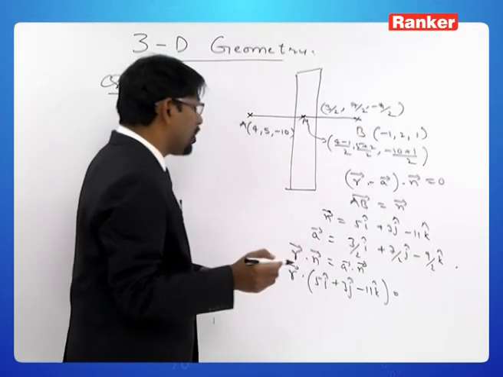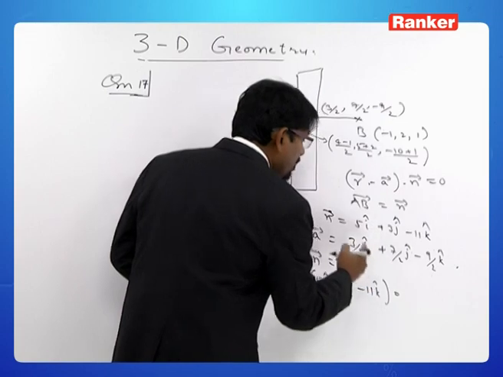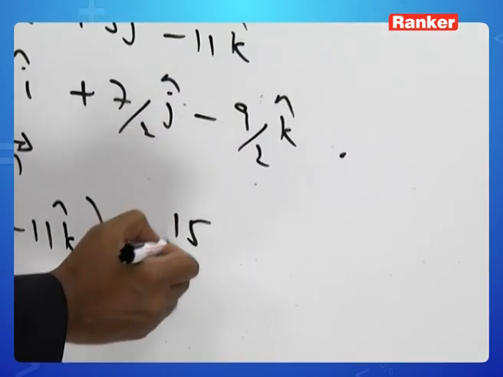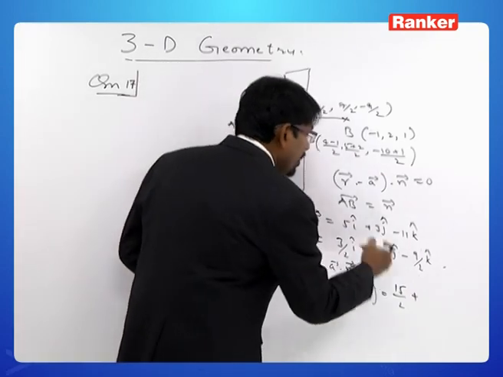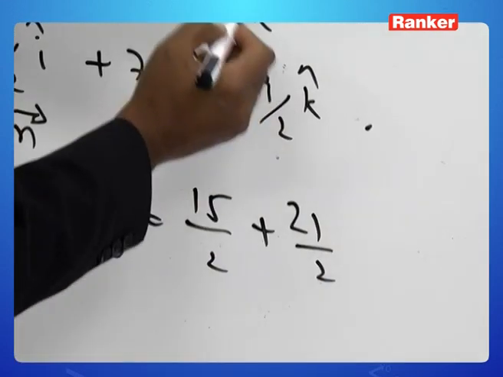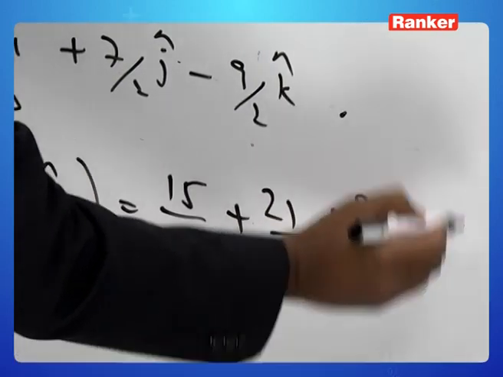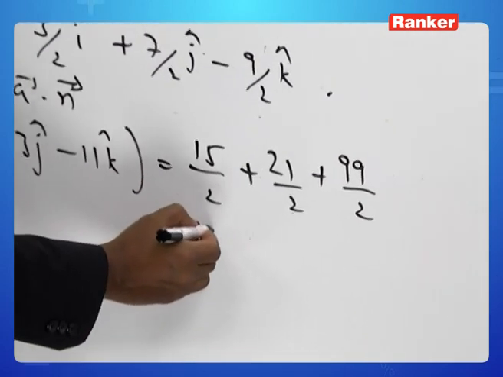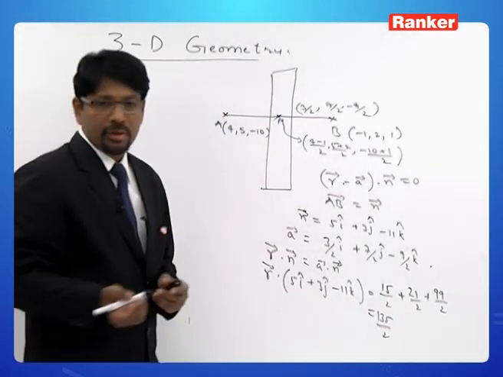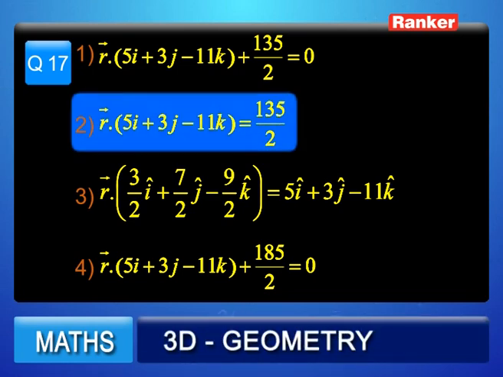What about A bar dot N bar? So just have to take the dot product of this. 5 into 3 by 2, that is 15 by 2, 3 into 7 by 2, that makes it 21 by 2, 11 into 9 by 2, 99 by 2. So the total is 135 by 2. So clearly the right option is option 2. So option 2 is the right answer.